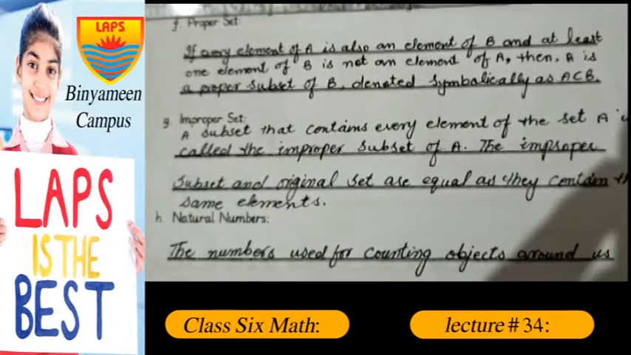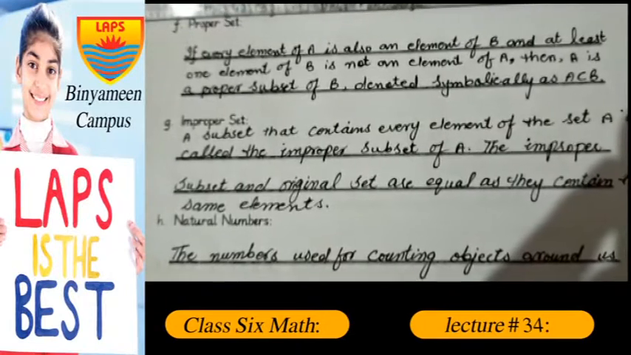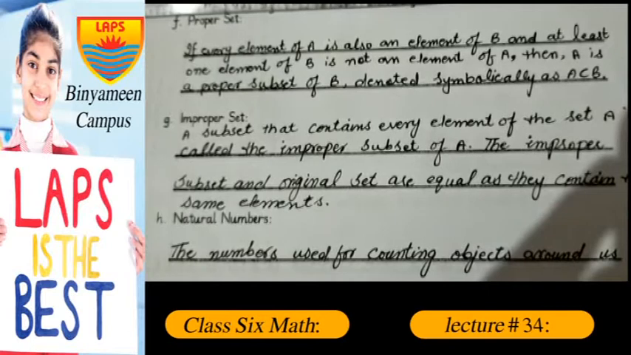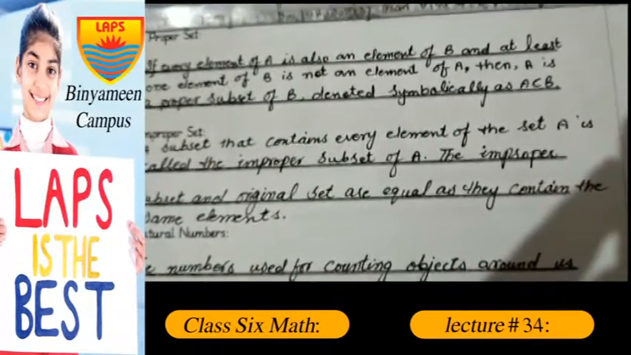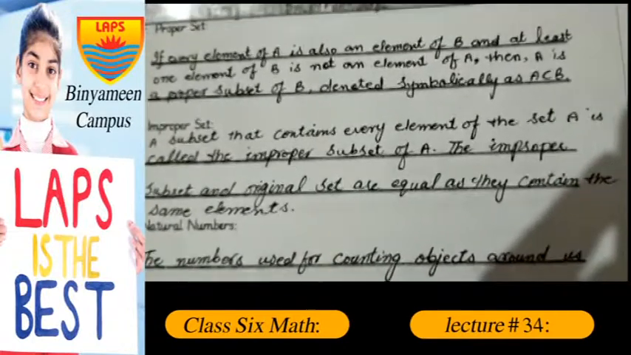Improper subset. Part G, improper subset. A subset that contains every element of a set A is called the improper subset of a set A.